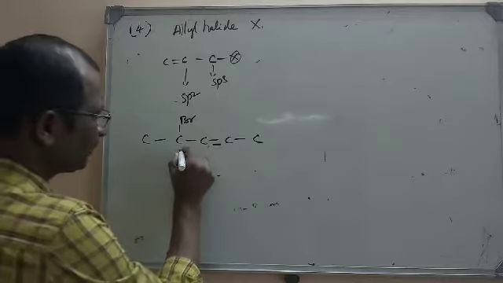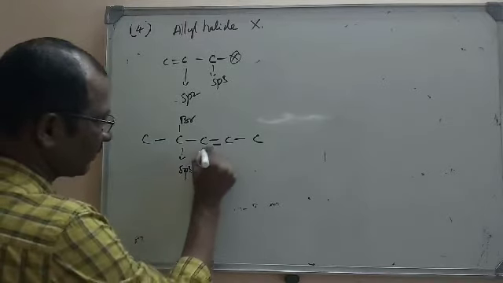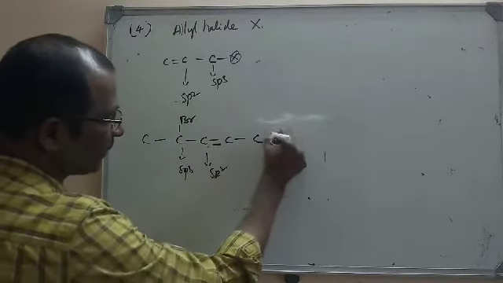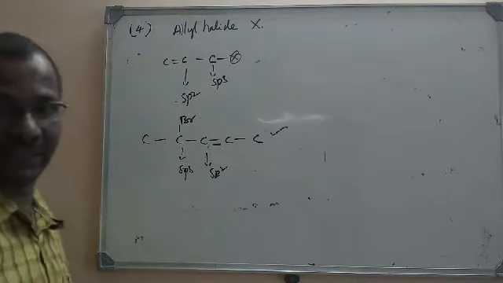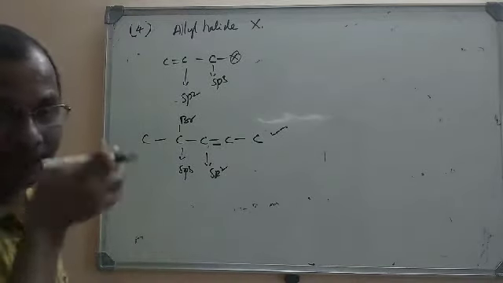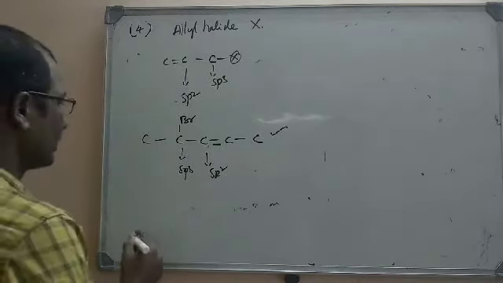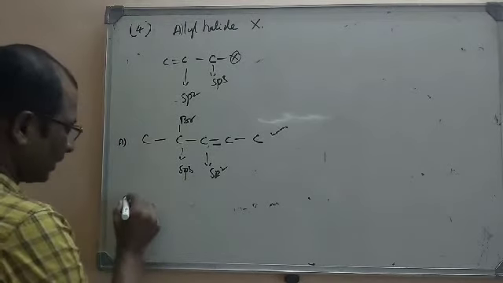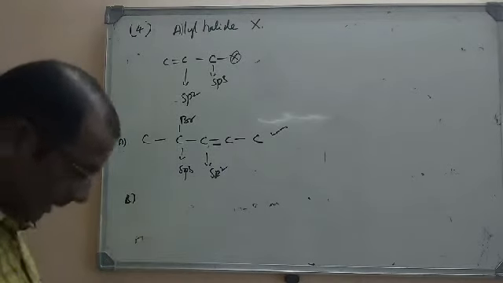Here it is a saturated carbon, sp3 carbon, and the other is sp2. So definitely this structure is an allylic structure. I am writing the skeletal structure so we can understand very easily. So option A is not correct here because it is an allylic halide.